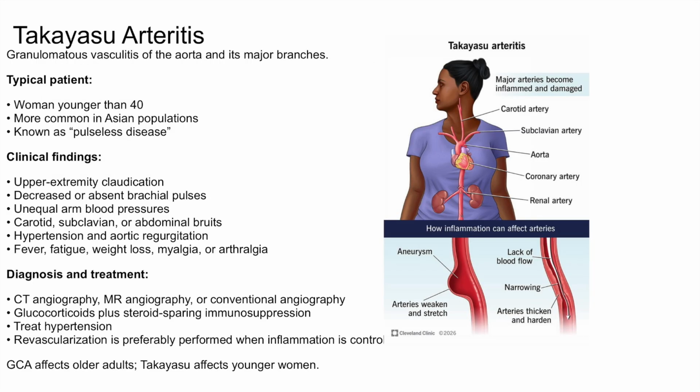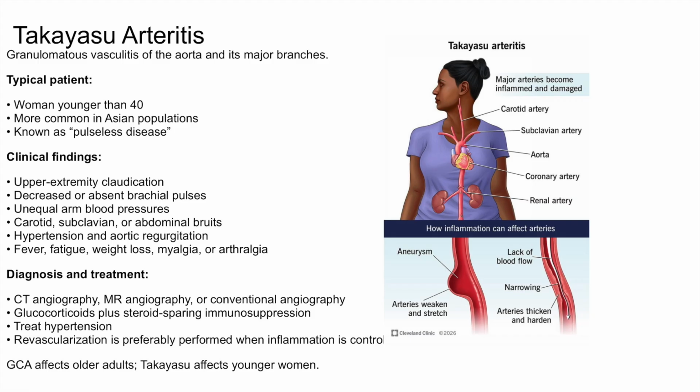So Takayasu arteritis is granulomatous inflammation of the aorta and its major branches. Unlike giant cell arteritis, it classically affects women younger than 40 and is more common in Asian populations. Arterial narrowing can cause upper extremity claudication, weak or absent brachial pulses, unequal arm blood pressure, and carotid or subclavian bruits, giving rise to the term pulseless disease.